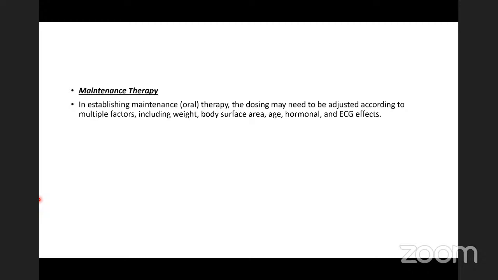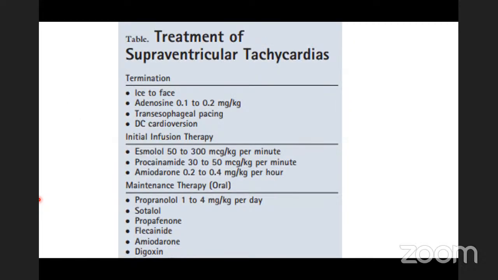Usually, you go by the dosage. You look at the weight, body surface area, age, and ECG effects. So this is a normal algorithm. For termination: vagal maneuver, adenosine, transesophageal pacing, DC cardioversion. Then the initial therapy, either beta blocker, sodium channel blocker, procainamide or amiodarone, and then maintenance therapy, either beta blocker, potassium channel blocker like sotalol, or sodium channel blocker like flecainide, digoxin, amiodarone. So there are a lot of options. We usually start with the beta blocker, and it does help in controlling those arrhythmias.